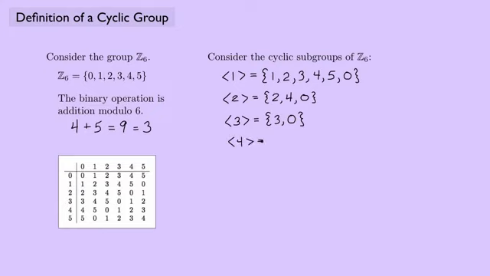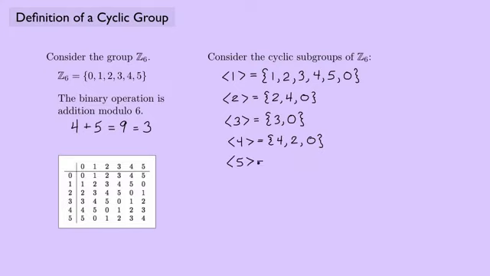If I look at the subgroup generated by the element 4, I start with 4. 4 plus 4 is 8, but 8 mod 6 is 2. And 2 plus 4, that's going to be 6, but 6 mod 6 is 0, and so I'm back where I started. And how about 5?